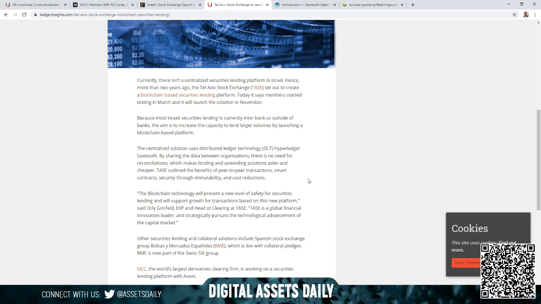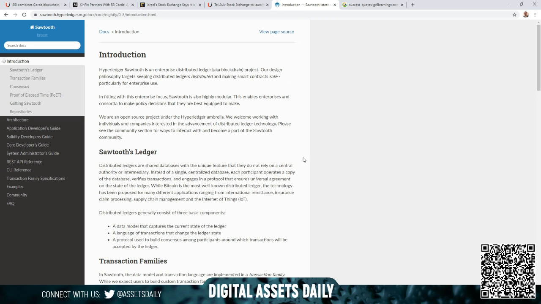And knowing that this runs on Hyperledger Sawtooth, I wanted to pull that up just to show you. Hyperledger Sawtooth is an enterprise distributed ledger, aka blockchain project. Remember, blockchain had a negative connotation. They renamed it distributed ledger, just like crypto is now called digital currency, digital assets. Again, blockchain is simply distributed ledger technology. Our design philosophy targets keeping distributed ledgers distributed and making smart contracts safe, particularly for enterprise use.